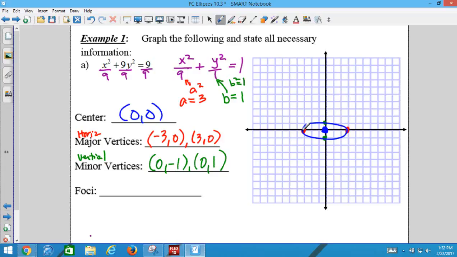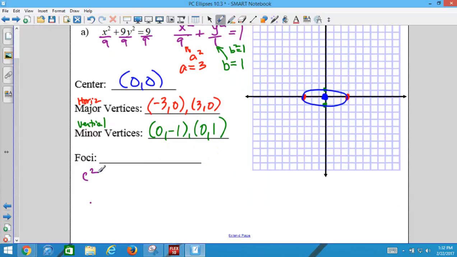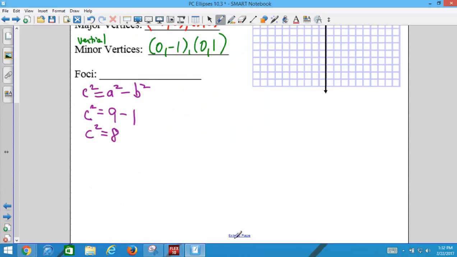All right, and then we have to find our foci, and we're going to graph our foci also. So the equation is c squared equals a squared minus b squared. How do I know which one's a squared? The bigger one. So I do 9 minus 1. So c squared is 8. That means c is what? Make sure you are simplifying radicals.